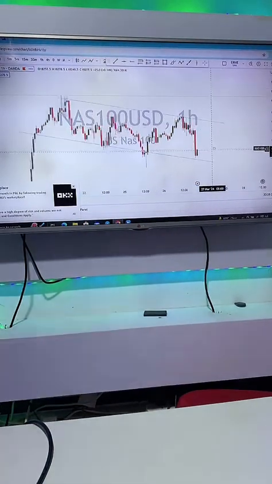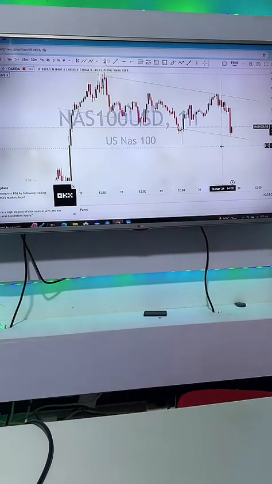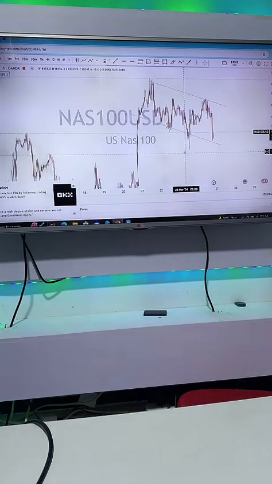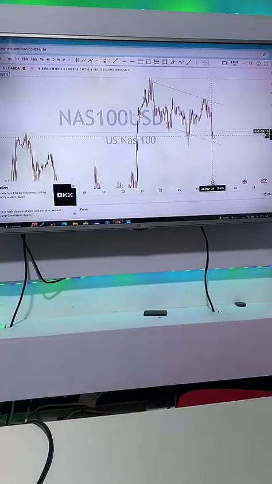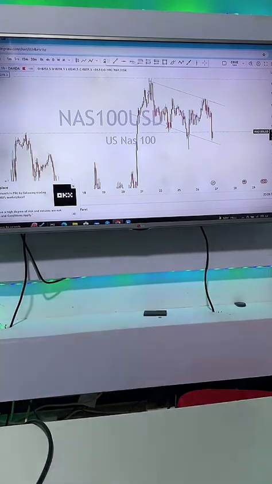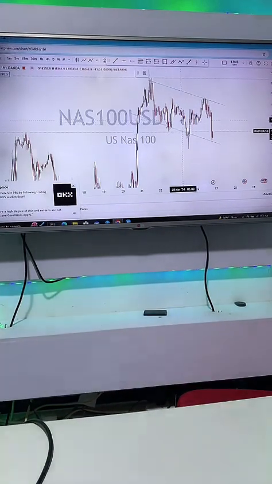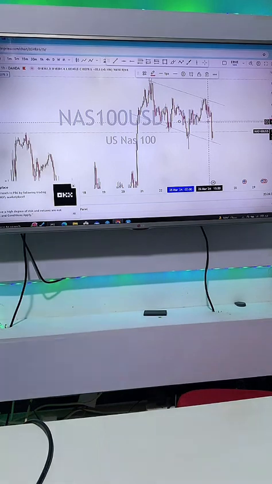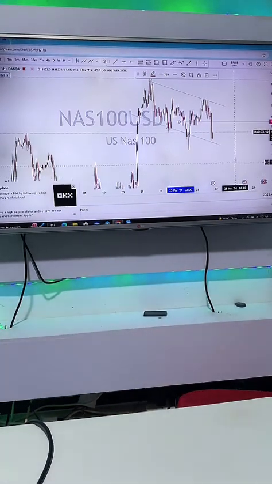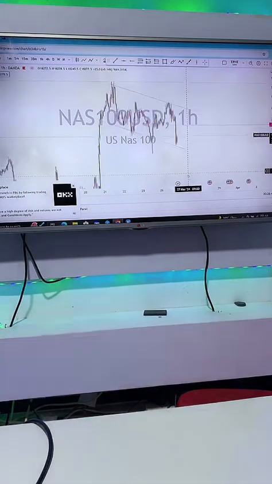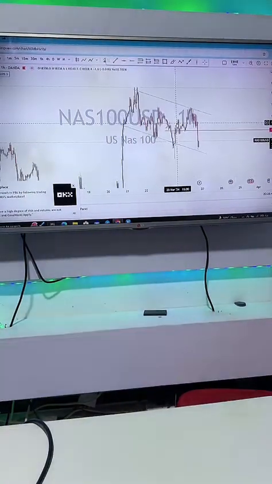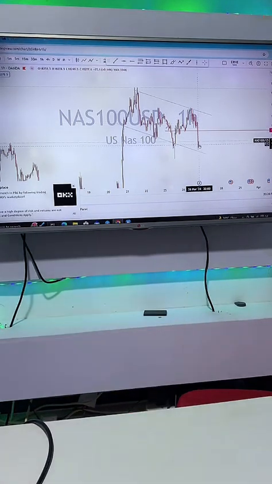So for Nasdaq, that is what I see. Okay, that is what I see, and you see that it has tested nicely and it's trying to push. So potentially it may reach this level and drop again. That is H1, okay, that's H1. So that is what I see.